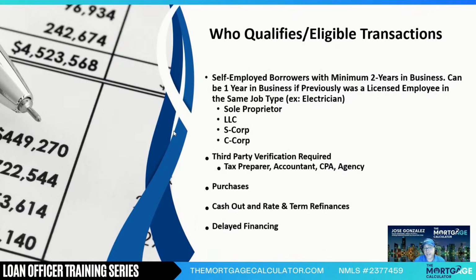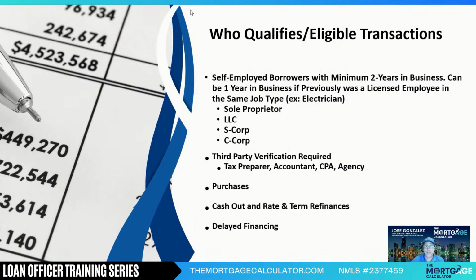Now, eligible transactions is the usual: purchases, cash out and rate and term refinances, as well as delayed financing. Remember, delayed financing is a transaction where the borrower paid cash for the property with their money that they can verify and show where they disbursed the money from their account. And then within a 6-month period from the initial closing of that purchase, they're trying to refinance it to recuperate the outlay of their down payment and their closing costs. That's the maximum loan amount for any delayed financing.